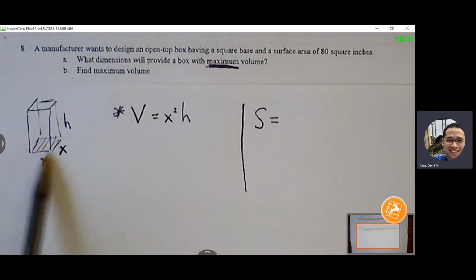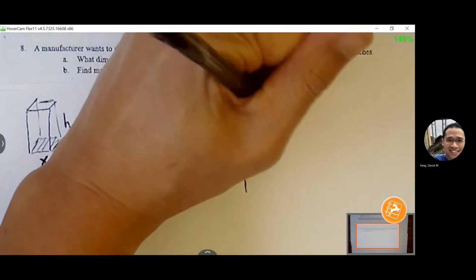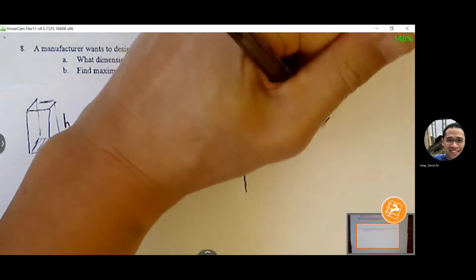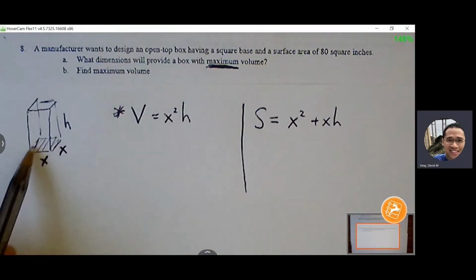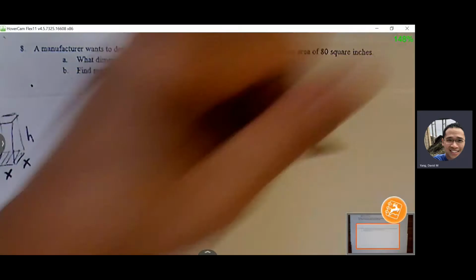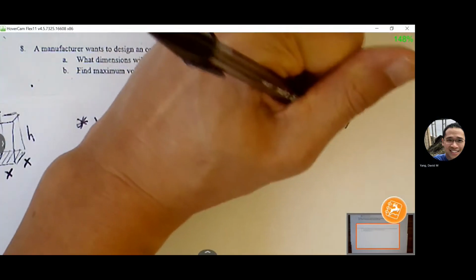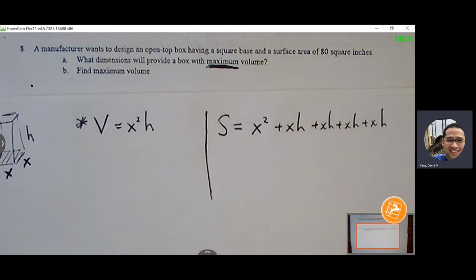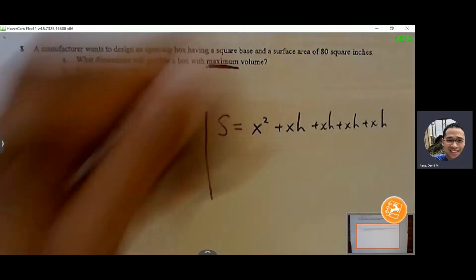Okay, so let's just do the bottom first, x squared. What's the area of one of the vertical faces? XH. Are they all going to be the same? Yes, so I have XH plus XH plus XH plus XH. I can merge that together to be 4XH, right? So 1, 2, 3, 4, 5. I have areas of each of the 5 sides. Okay.